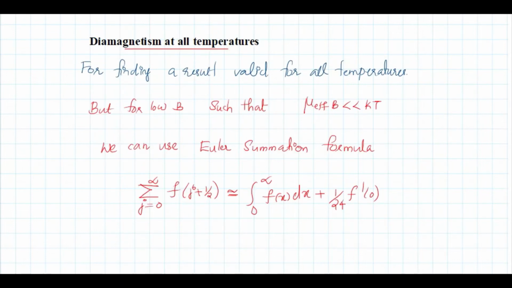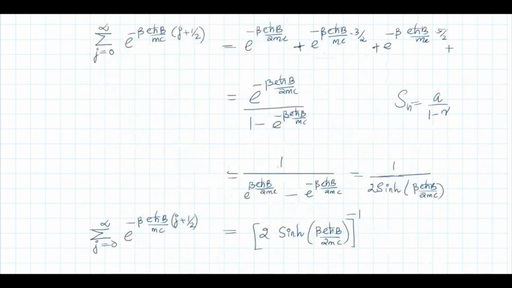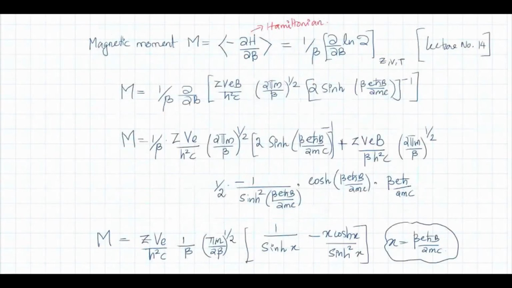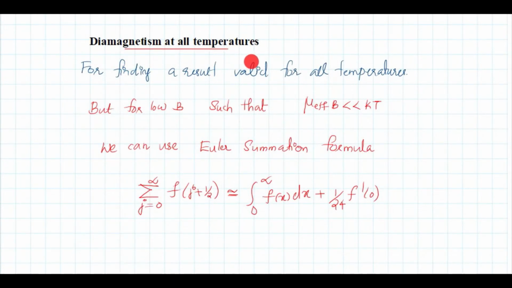Now, the diamagnetism expression we derived only in the high temperature range, right? For high temperature, we derived all these calculations of diamagnetism. But now we need an expression which is applicable for all temperatures. So, diamagnetism at all temperatures. For finding a result which is valid for all temperatures, we still need an assumption. We are assuming that the magnetic field is very low, such that at all temperatures mu effective B is very much less than kT. If this condition is valid, we can use the Euler summation formula.